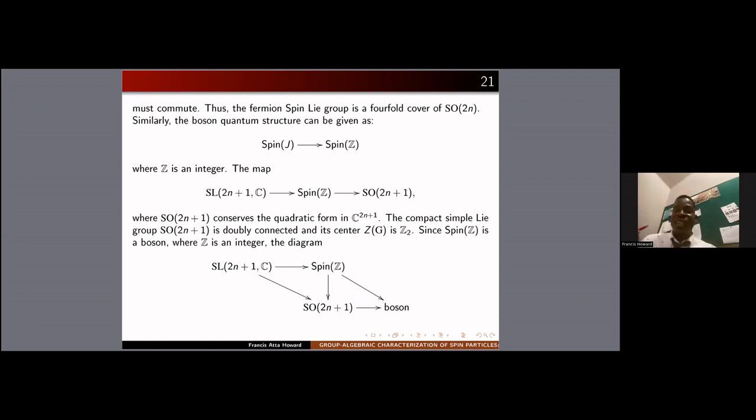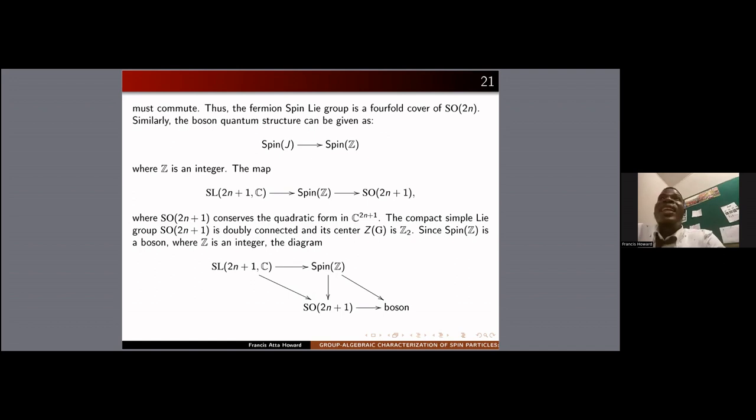The bosons must commute when we consider this diagram. The SL(2N+1) maps into the Z, the spin of integers, which maps into the SO(2N+1), which maps into, which are all bosons. And these are all bosons. So this is how the typical bosonic structure of a particle looks.